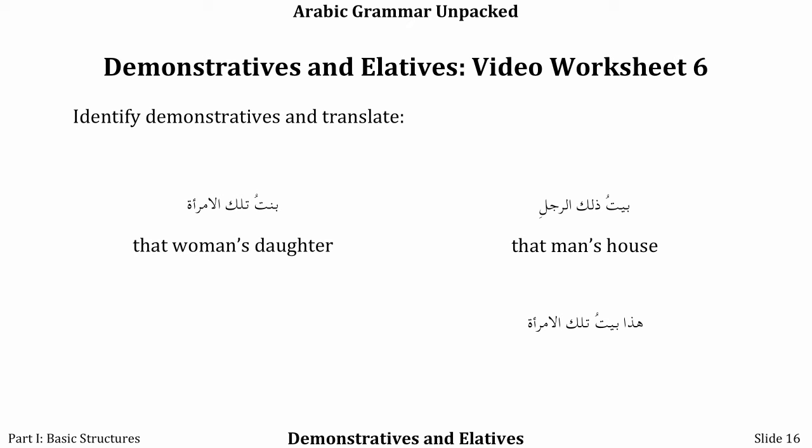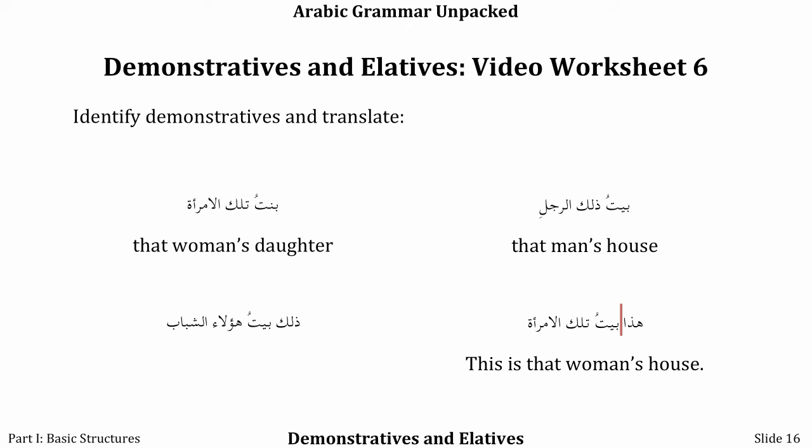Hada beit tilkal imra'a. So here's two demonstratives in the same sentence, but this is done all the time in English as well. So this house, that woman, we get this is the demonstrative here, and then the house of that woman, or this is that woman's house. These are usually pretty easy to decode once you start paying attention, maybe a little harder to compose.